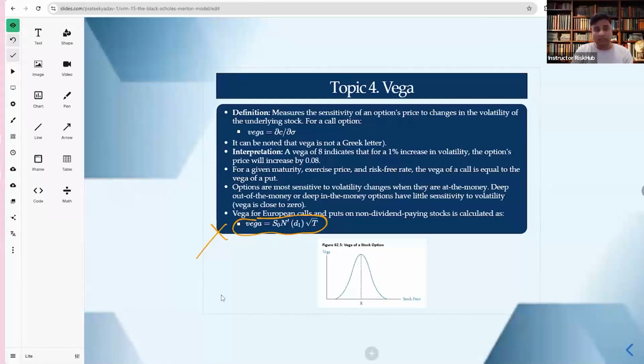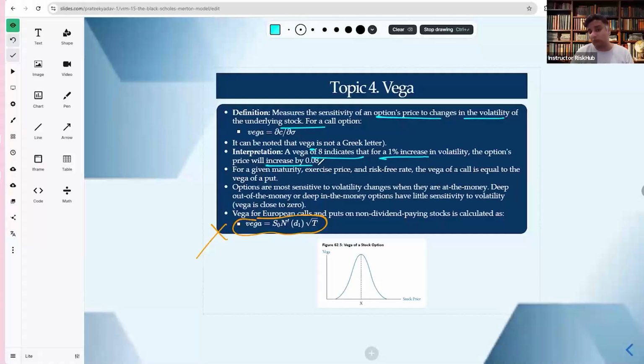Just have an idea. Then this is Vega. Don't remember the formula. If it comes, leave it. Understand the property. Vega measures the sensitivity of option price to changes in volatility of the underlying stock. A Vega of 8 indicates that for a 1 percent increase in volatility, the option price will change by 0.08. For a given maturity, exercise price, and risk-free rate, the Vega of a call is equal to the Vega of a put. So remember that Vega of call equals Vega of put.